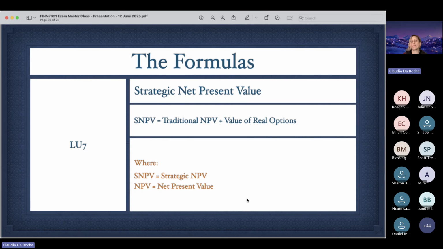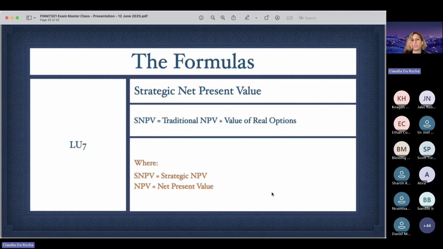It can be any kind of option. Normally what will happen is in a question, they will give you the value of the option and you just need to incorporate that. It's called the strategic NPV, or net present value, because there are other things that you have to consider to determine whether the project is worthwhile. So it's not a difficult formula, but it's just something to look out for in case there's an option included in your question.